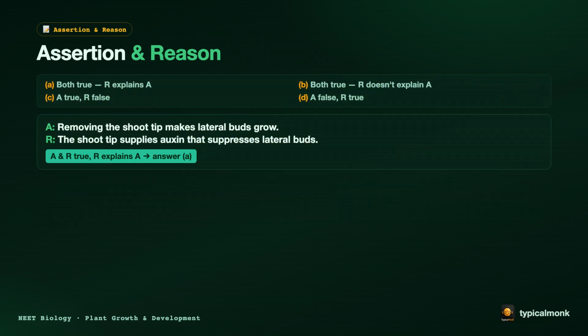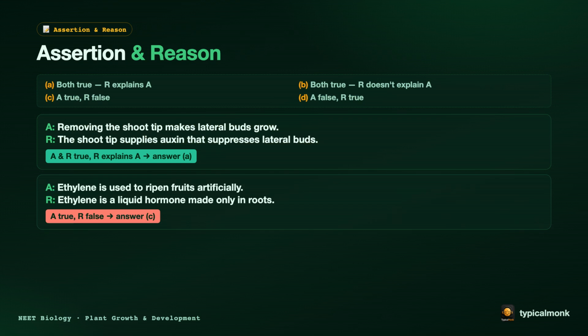Now the first drill, assertion and reason. Each time ask, is A true? Is R true? And does R explain A? First, A: removing the shoot tip makes lateral buds grow. R: the shoot tip supplies auxin that suppresses lateral buds. Both true and R correctly explains A, so the answer is A. Second, A: ethylene is used to ripen fruits artificially. R: ethylene is a liquid hormone made only in roots. Here A is true, but R is false, so the answer is C.